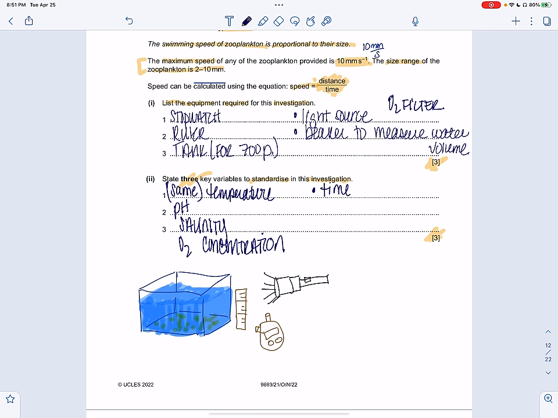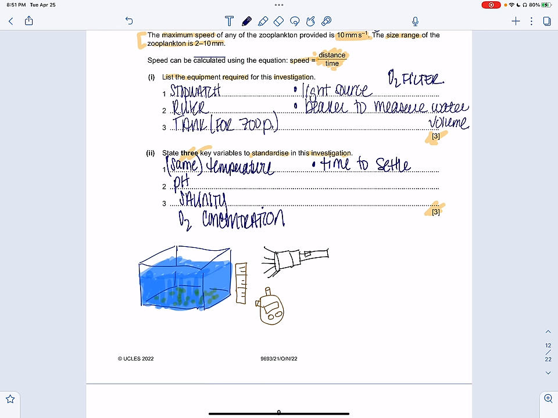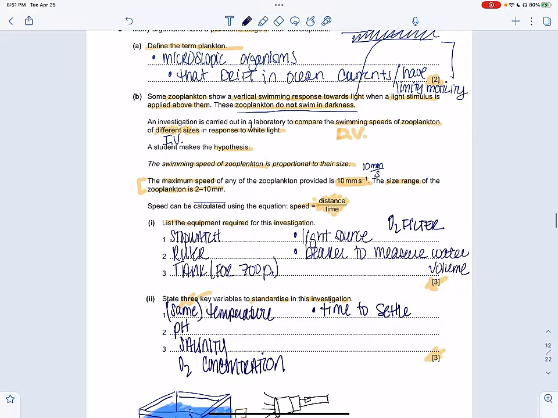Time to settle. So you're not just gonna dump in your phytoplankton and then turn on a light. You're gonna give them some time to settle. You drop them in, you gotta give them time to hit the bottom. So you should turn the light off because they don't swim when it's dark. They do not swim in the darkness.